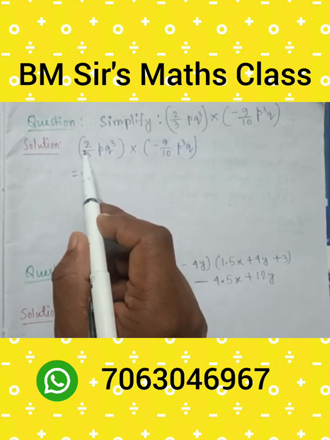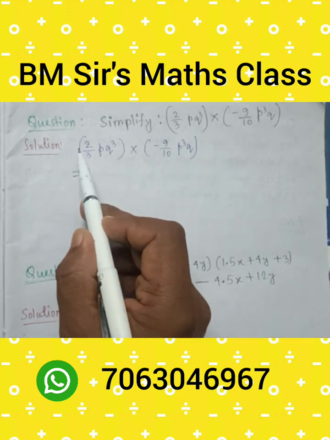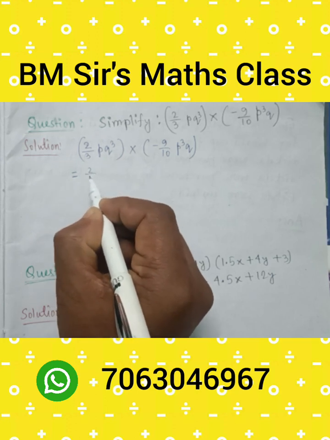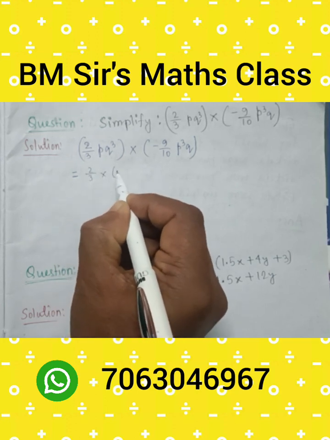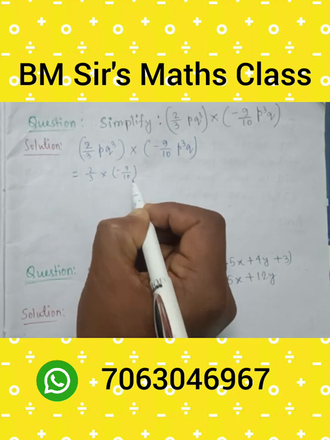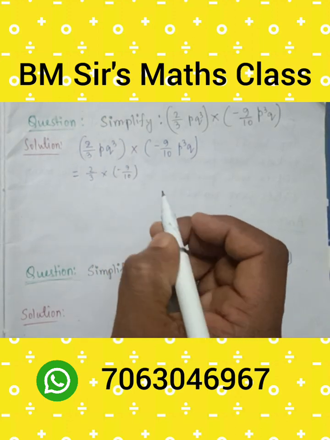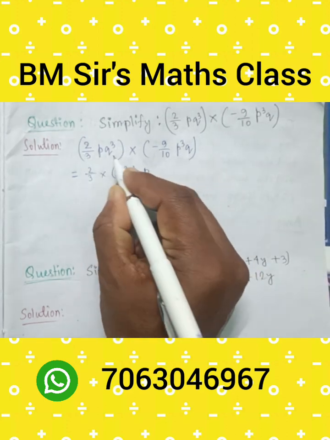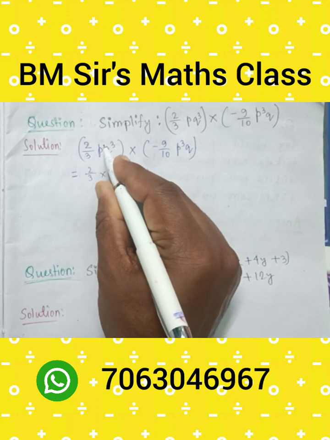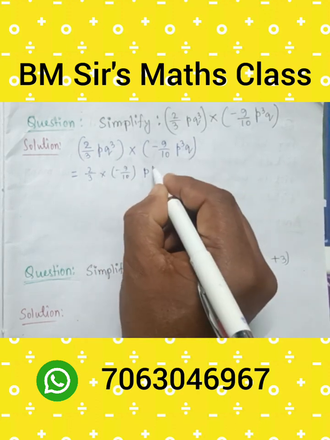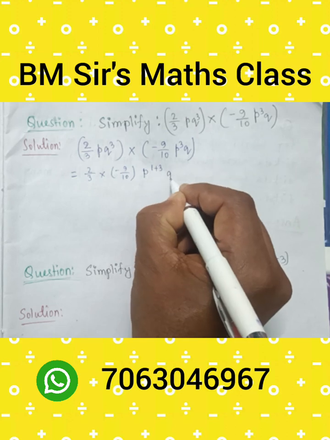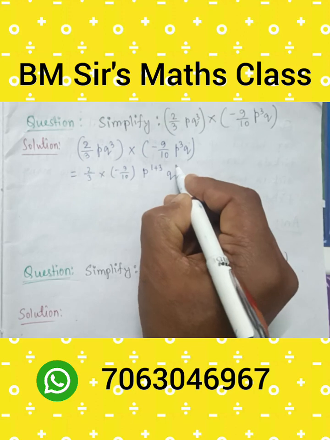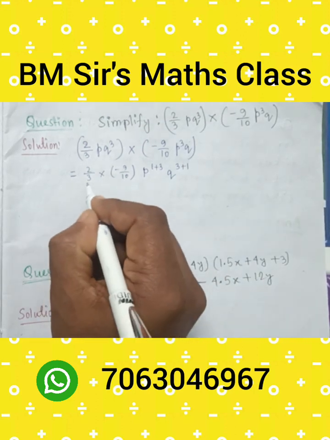That means the first term is a positive term and the second term is a negative term. So the product of a positive term and a negative term is negative. That means plus times minus is minus. You can write at first 2/3 into −9/10. Both are coefficients. Then you multiply the variables. For p, the power of p is 1 and 3, so add them. And for q, here the exponent is 3 and here the exponent is 1, so 3 plus 1.